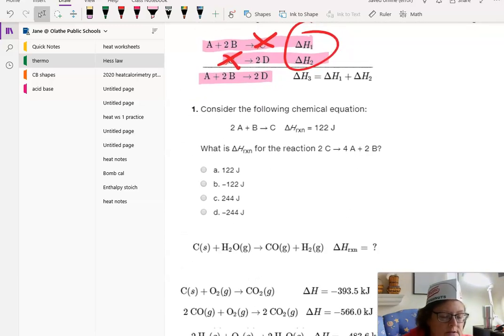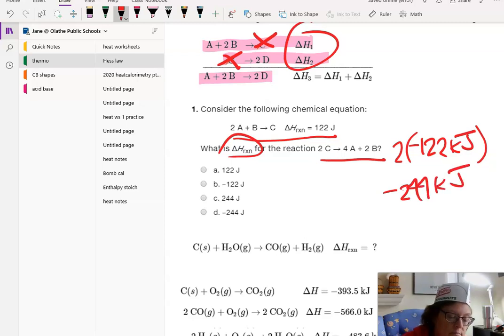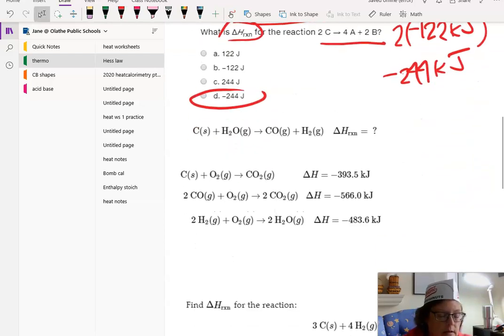Well, this first one is just this concept of doubling the reaction. Here's our reaction, 2A plus B gives us C, and we want to know what the enthalpy is for this reaction. Well, first of all, notice that's reversed, so it's going to be negative 122 kilojoules because the C went to the other side, and it's been doubled. So we need to double it as well. So that would be negative 244 kilojoules.